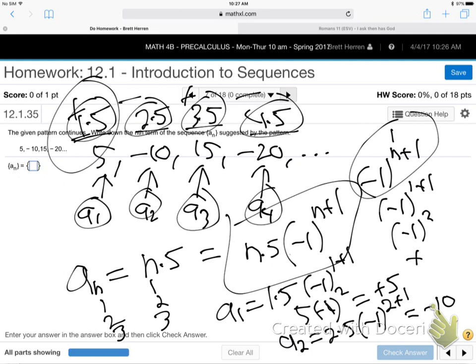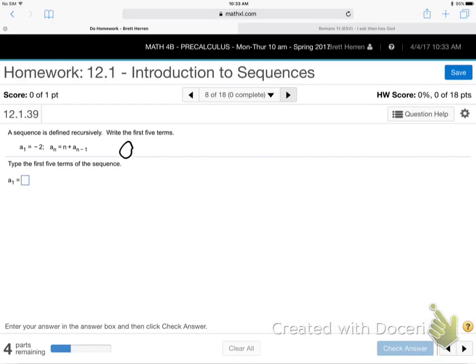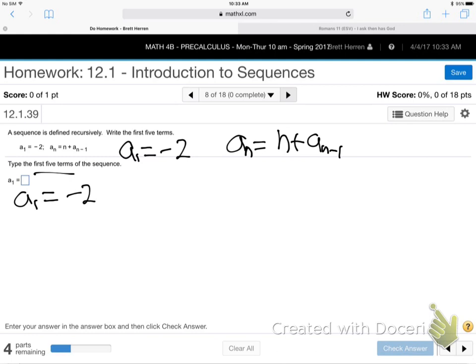All right. Sequences. All right, so A1 is -2. A n is n plus A n minus 1. Okay. So this is recursive. I'll explain what that means in a minute. So first off, what do they want? They want the first 5 terms. So they want A1, A2, A3, A4, A5. Well, A1, they're just handing us that on a silver platter. There it is. A1 is -2.